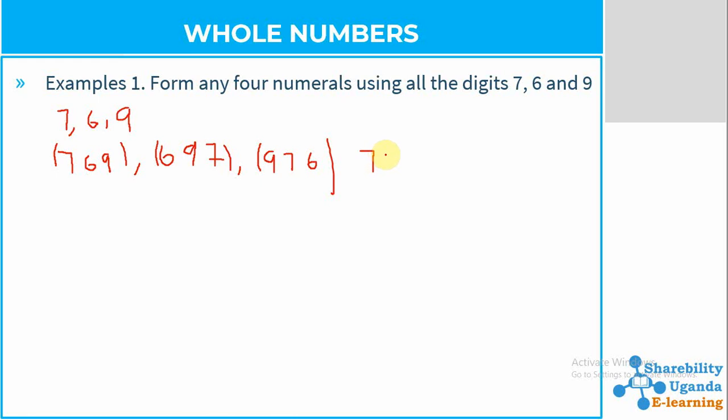Then our 7, we are going to make our third digit as the second. Okay, so we can say this is going to be 9. Then also our 6 is going to be our last digit. Is that okay? So this is how we form the digits.